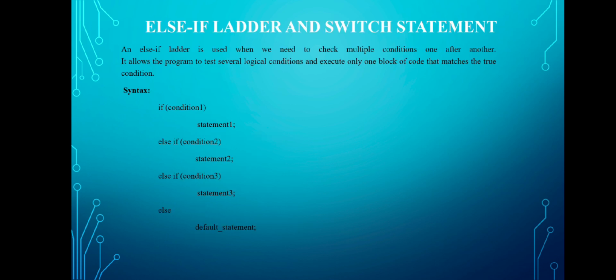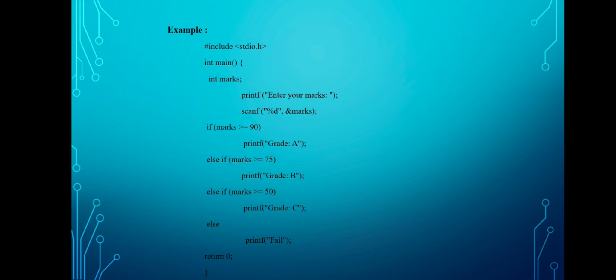Else if ladder and switch statements. When we need to check multiple conditions, we use an else if ladder. The program executes only the block whose condition becomes true first. This is useful for grading systems, range checking, and multi-level decisions.